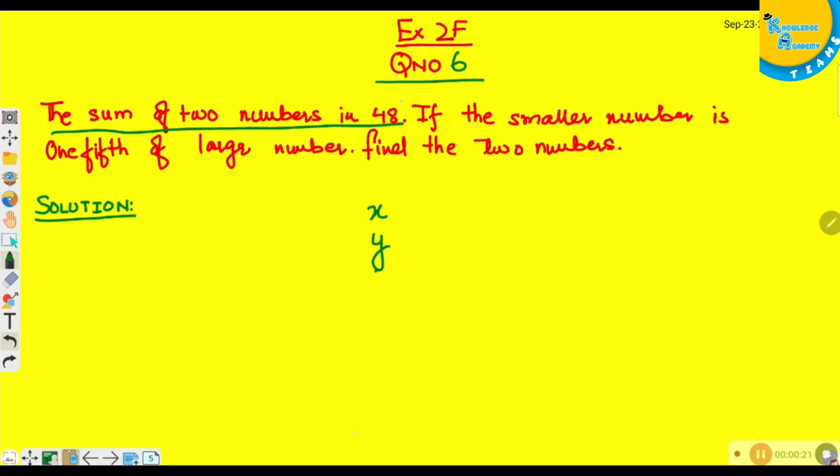So the first equation is very simple, as we all know. It's going to be x plus y, the sum of two numbers is 48. Now the second part of the question is, if the smaller number is 1/5 of the larger number, so here we have to establish which number is smaller and which number is larger.